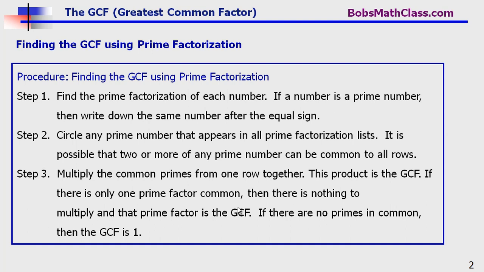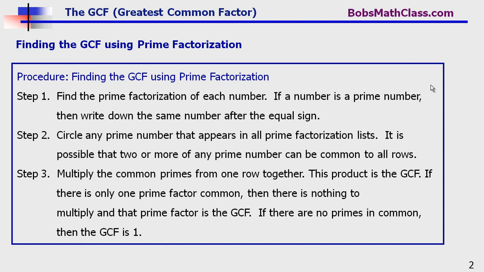Step 2. Circle any prime number that appears in all prime factorization lists. So we're going to make a list out of it. We're going to list the prime factorization, and then we're going to circle a number that appears in both lists or all of the lists. Depends on how many numbers that we start with. And you can get more than one number. It is possible that 2 or more of any prime number can be common in all rows.